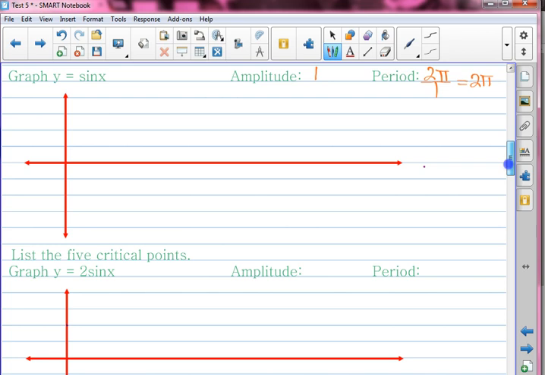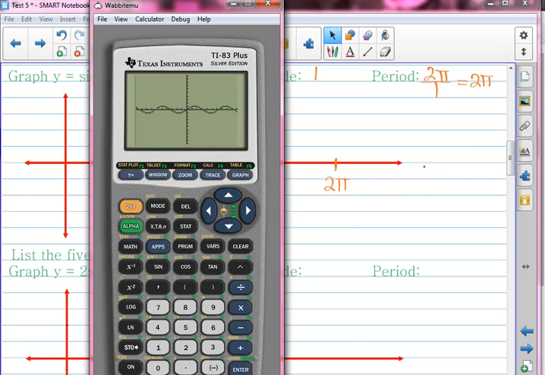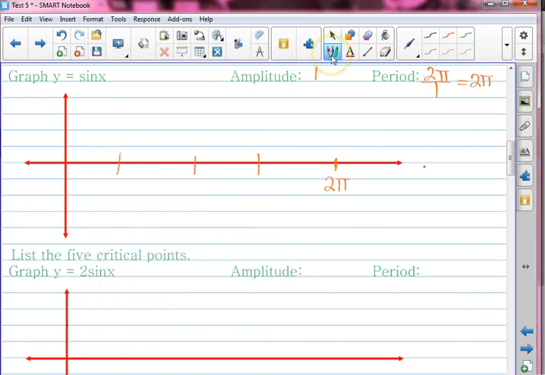So the hardest thing that my students have in doing these problems is breaking up the x-axis. Your period goes all the way over here. And then you break it up into 4 pieces. You then divide your period by 4. So 2 pi divided by 4, and you turn it into a fraction, and you get pi over 2. So this is pi over 2.